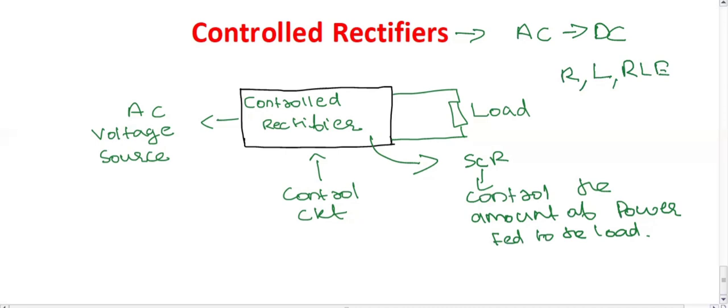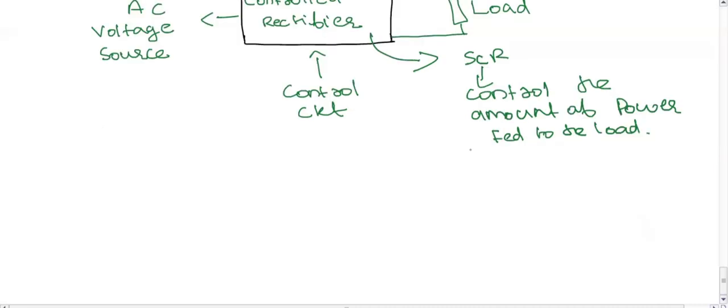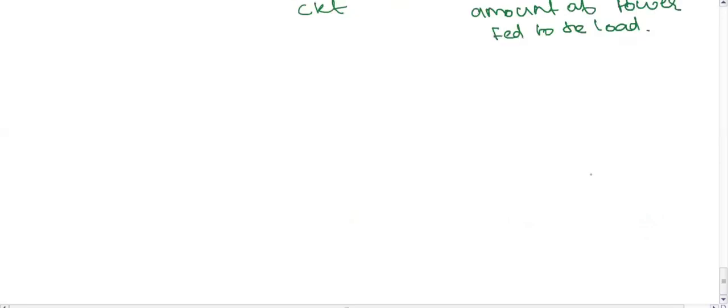The basic idea is that it is a controlled rectifier, that is, we can control the output. Examples are SCR, that is thyristor, then IGBT, GTO. They all have different classifications, like fully controlled and half controlled. For now, just understand that we are talking about the controlled rectifier, which has a control circuit. Okay, now we'll move ahead.